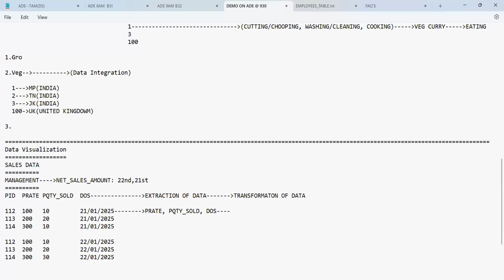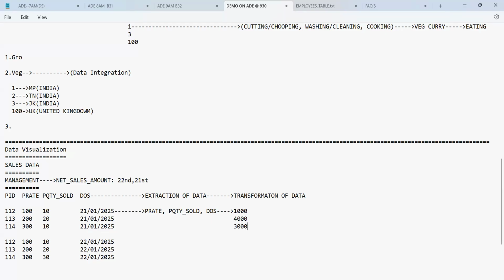I'm doing direct calculations here. Okay, guys. The product rate is 100 rupees and the quantity sold is 10. 100 into 10 means what, guys? 1000, directly I'm writing it. Okay, 200 is the rate of the product and 20 is the quantity sold. What is the total amount you will get here, guys? 200 into 20 means 4,000. Am I right? 300 into 10 means what, guys? 3000. Am I right?